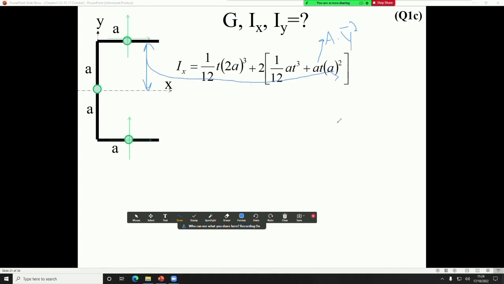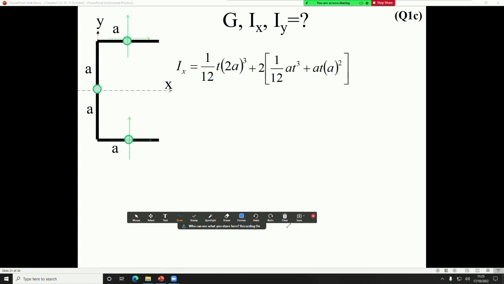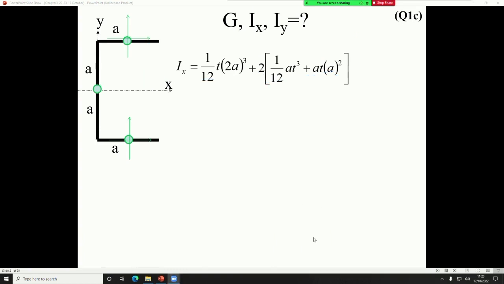Squared. And the top panel has exactly the same Ix as the bottom panel, because it is equal to 1 over 12, A T cubed. We know this y is negative, but because it is squared, it doesn't make any difference. So I've multiplied it here by 2. Any question with respect to Ix for the two horizontal panels and the vertical panel? Okay. Now, Iy.